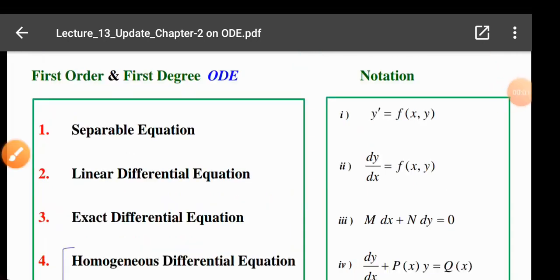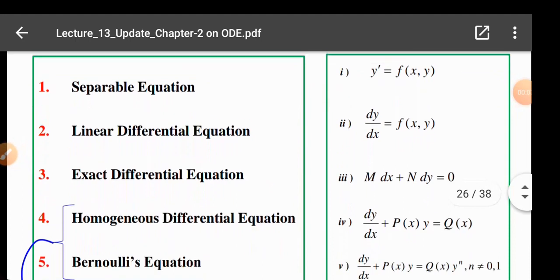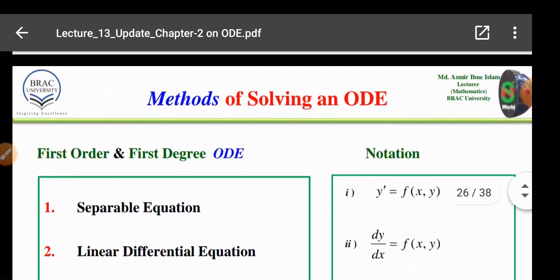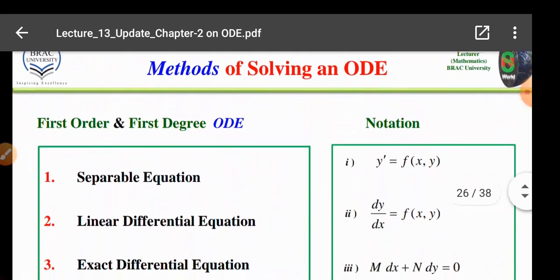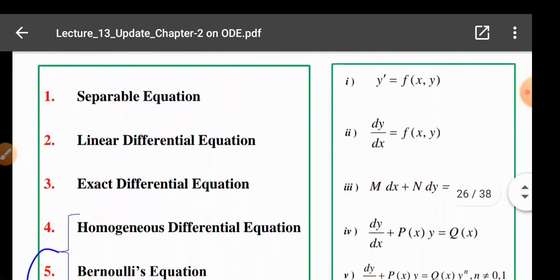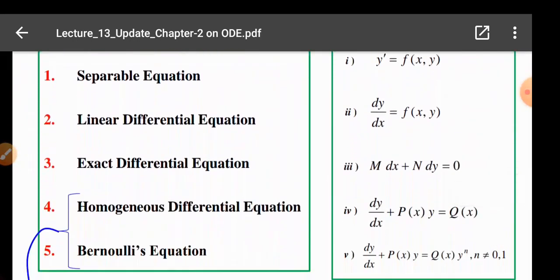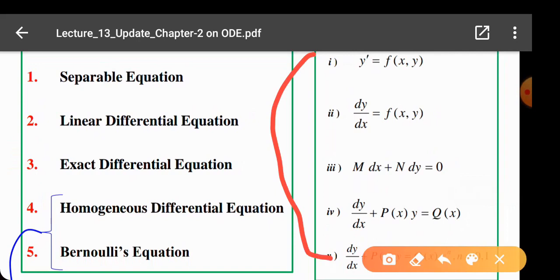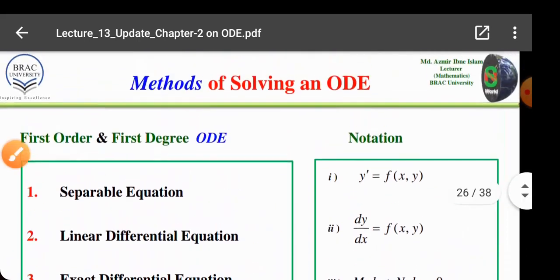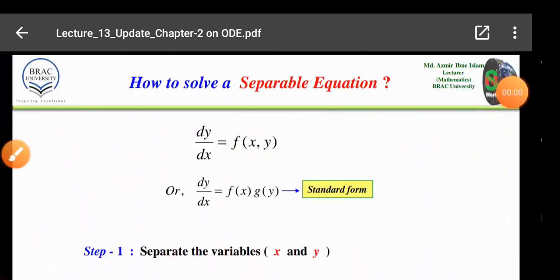Once we have a first order differential equation, we have to know how to solve it. A first order differential equation may be separable, linear, exact, homogeneous, or Bernoulli, and it will take any of these 5 forms. So now we are targeting the methods for finding the solution. We are starting with the separable equation.